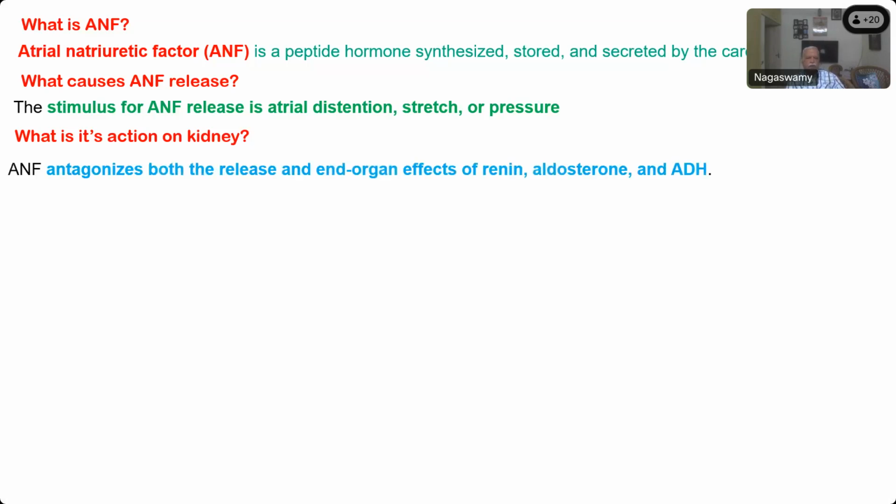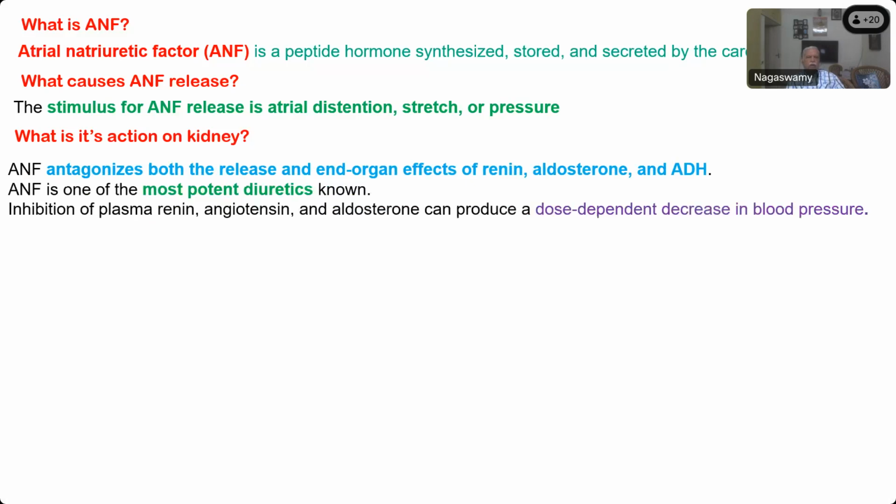ANF antagonizes both the release and the end organ effects of renin, aldosterone, and ADH. ANF is one of the most potent diuretics known, and inhibition of plasma renin, angiotensin, aldosterone produces a dose-dependent decrease in blood pressure. So ANF is likely to cause a dose-dependent decrease in blood pressure also.